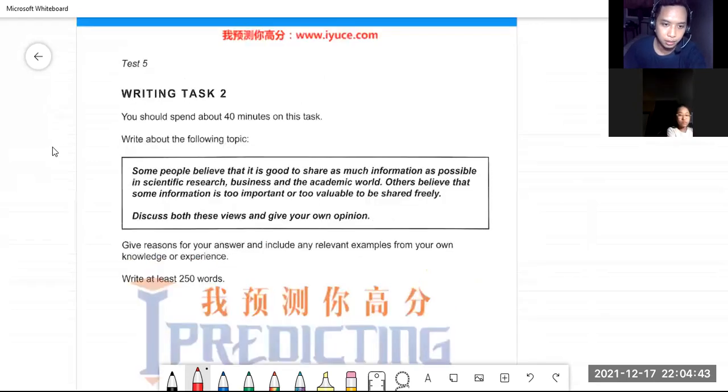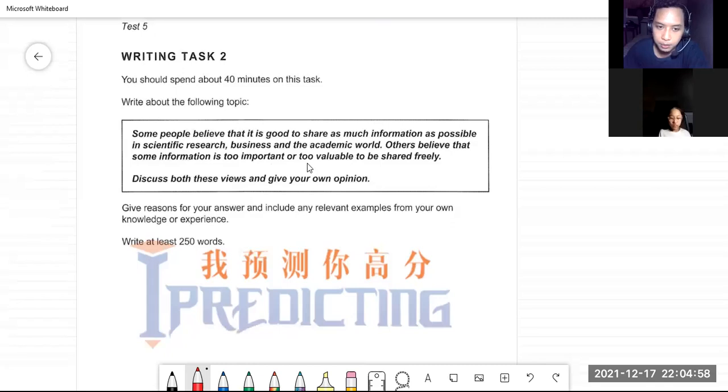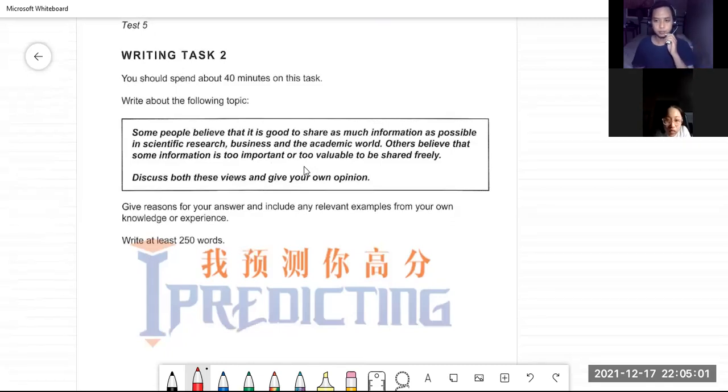You should spend about 40 minutes on this task. Usually on the IELTS writing task, you should spend about 40 minutes to write. So write about the following topic. Can you read the topic, please? Some people believe that it is good to share as much information as possible in scientific research, business, and the academic world. Others believe that some information is too important or too valuable to be shared freely. Discuss both these views and give your own opinion.